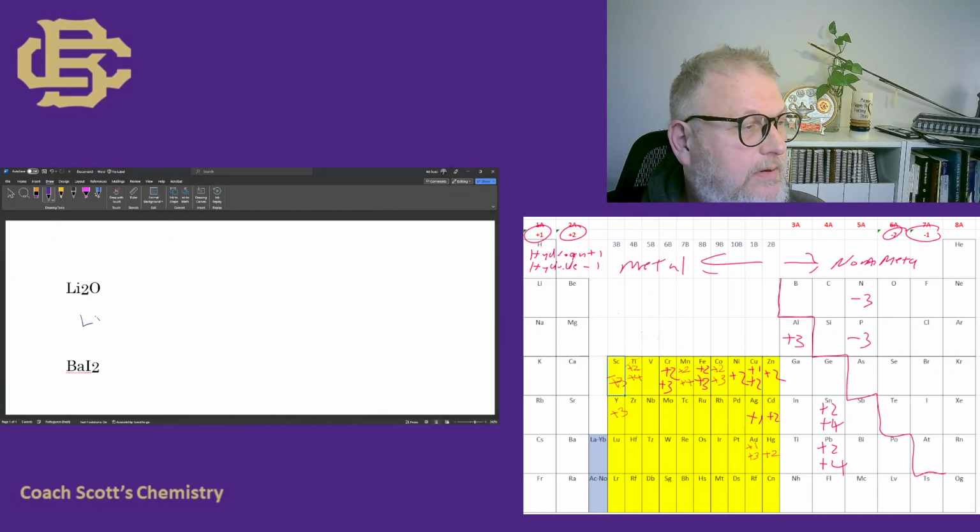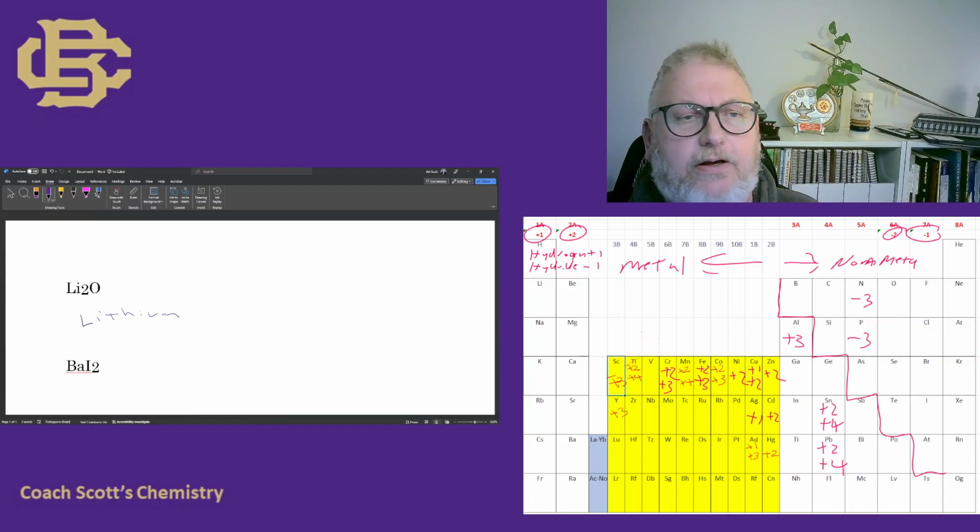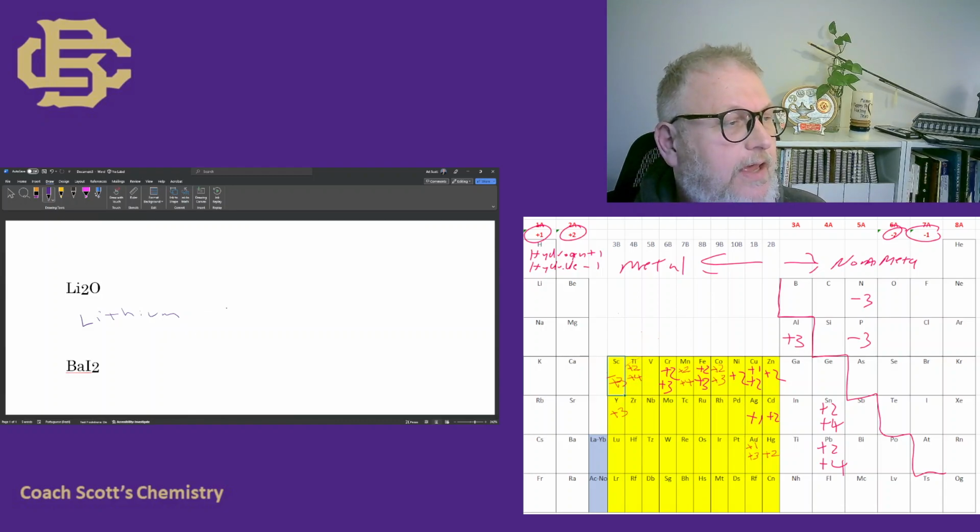Lithium, the name lithium, and I'm looking at my periodic table to do that. So lithium is over here, in group 1A. So it's only going to have one charge, so I don't have to worry about any type of Roman numeral or anything. And then of course oxygen, if I wrote down oxygen, I'd be wrong, because it's now an ion, which means I drop the "gen" off and add "ide": oxide.